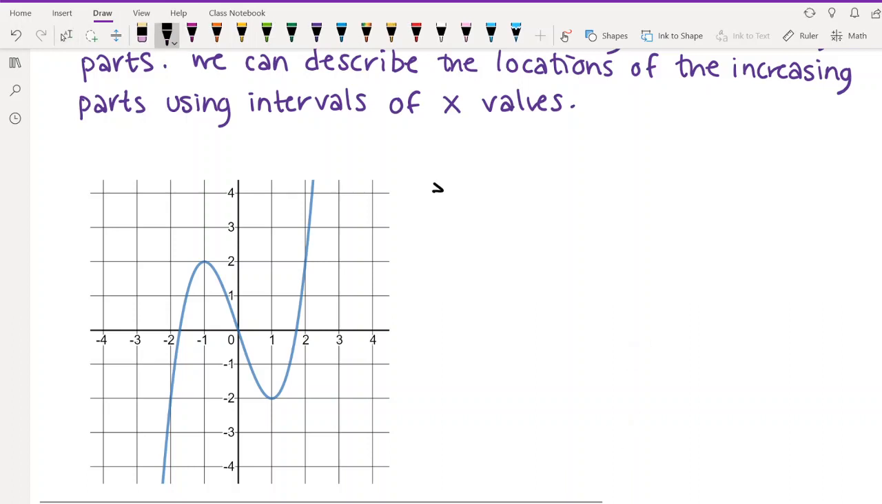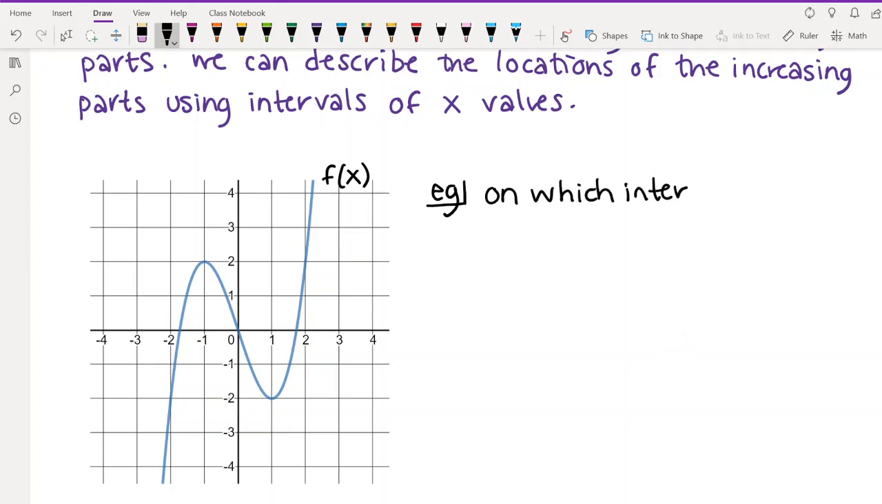Okay, so first example, this is going to be some kind of a function, f of x. We don't need to know its formula in order to do this. We just need the graph. And so the question we're going to answer is on which intervals is this function increasing? And then next we'll answer on which intervals is it decreasing.